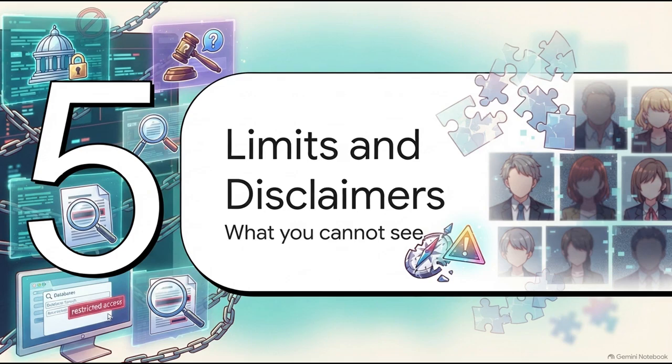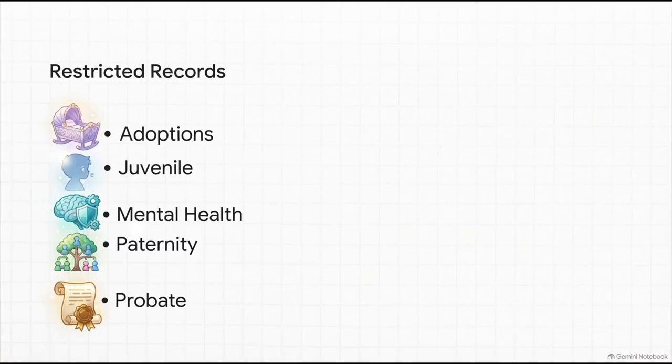Finally, Section 5, limits and disclaimers. Essentially, what you can't see and how you should actually use this info. So while the Colorado Open Records Act generally assumes government records are public, there are definitely some strict exceptions to protect people's privacy. These are governed by Chief Justice Directive 05-01. Basically, custodians will completely block your access to records involving adoptions, juvenile and truancy proceedings, mental health cases, paternity actions, and protected probate hearings. You just aren't getting into those without a highly specific court order. And honestly, that makes total sense.